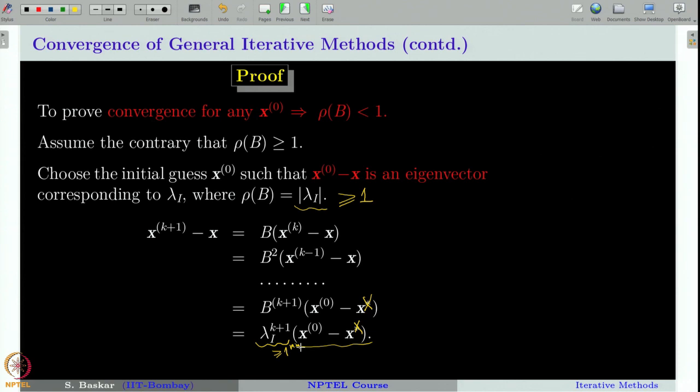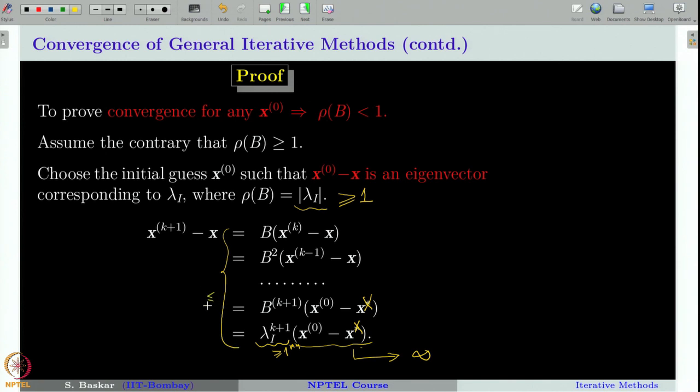If lambda I is equal to 1, then you can see that the right hand side will never go to 0 as k tends to infinity; it will be a fixed number. On the other hand, if lambda I is strictly greater than 1, then the right hand side will go to infinity, and therefore, the left hand side will also go to infinity. Remember, in this derivation, we only have equality, there is no inequality. Therefore, whatever happens on the right hand side will surely happen to the left hand side also.